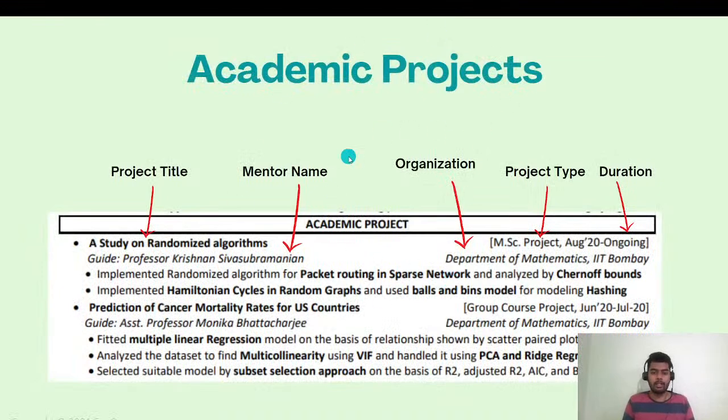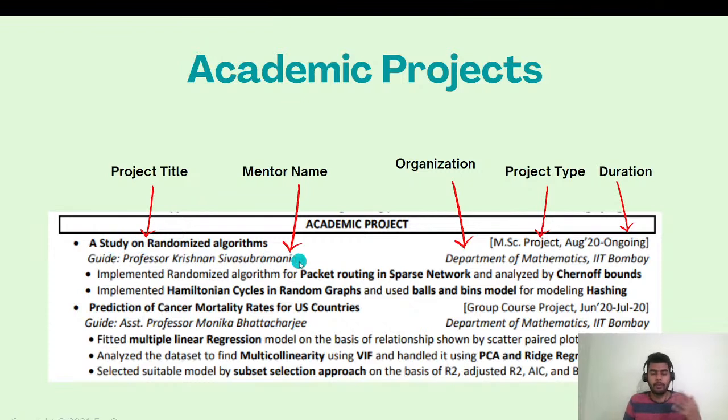So let's say you are trying to write some academic projects. Academic projects means the projects that you have done under your faculty or some other college faculty, and that is called an academic project. So how do you write the academic project? We take the same approach. First you write the title of the project. Okay, so this is the title of the project.